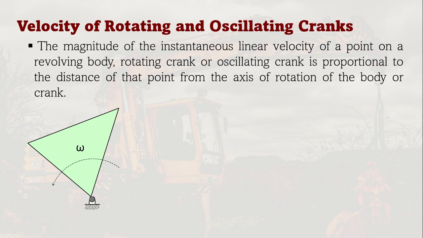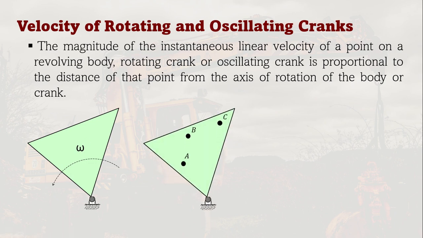Another important concept here that will help us is the velocity of rotating and oscillating cranks. The magnitude of instantaneous linear velocity of a point on a revolving body, a rotating crank or oscillating crank, is proportional to the distance of that point from the axis of rotation of the body or crank. So to illustrate, say for example you have this crank here. It's rotating counterclockwise, as denoted by the direction of the angular velocity.